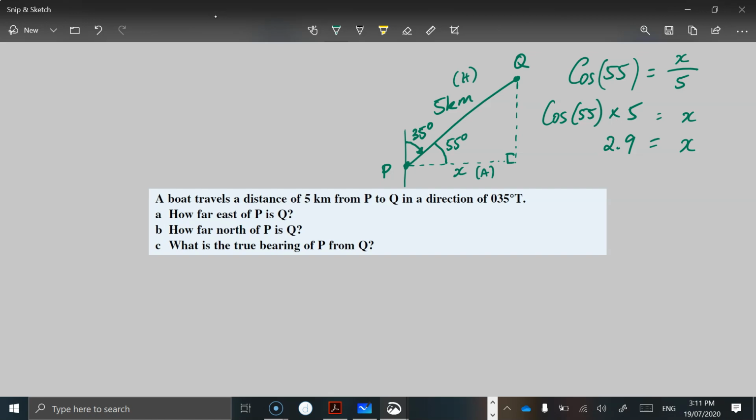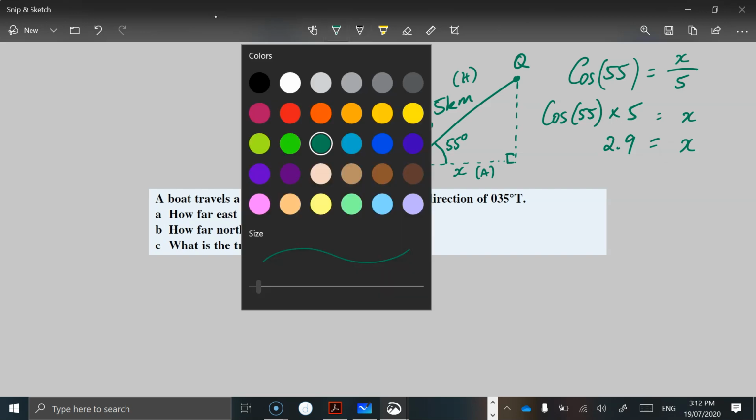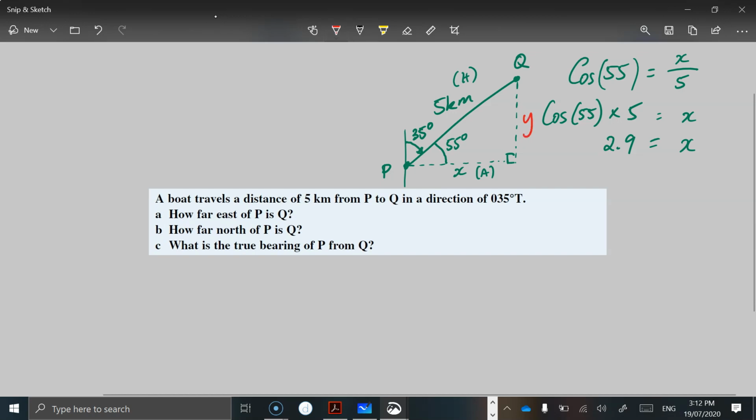Now we're moving on to part B. How far north of P is Q? So now we're looking at that distance there. I'll put that in a different color. We want to work out that distance here.